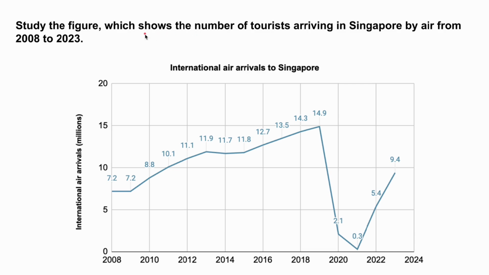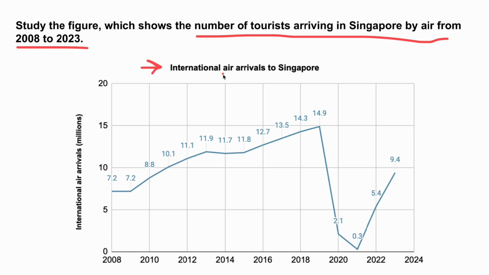Here it says, study the figure which shows the number of tourists arriving in Singapore by air from 2008 to 2023. Normally the context of the question tells you what the information is about. In this case, the number of tourists coming into Singapore by airplanes, and it also tells you the time period, 2008 to 2023.